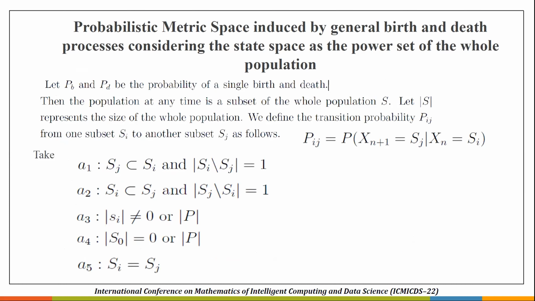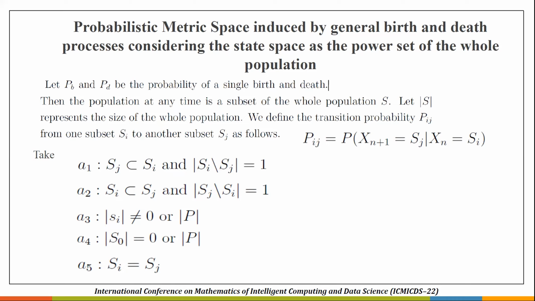Next is a modification of general birth and death processes. Here, instead of considering the state space as 0, 1, 2, 3, etc., we consider the state space as the power set of the whole population. One thing is clear, that a single number of elements in a population can represent different subsets. So in order to avoid that condition, we consider the power set of the population as a state space.